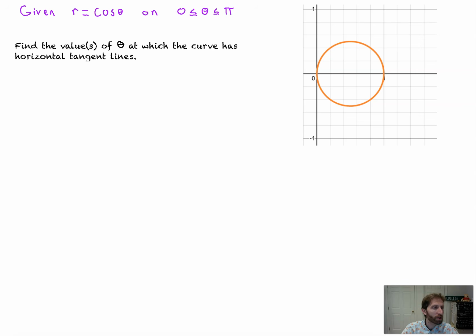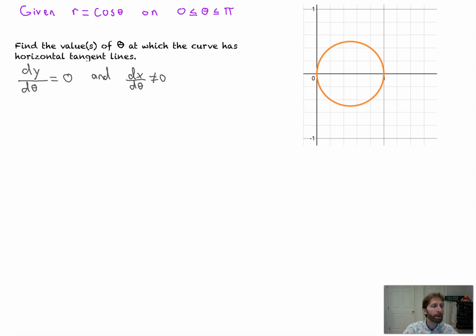So we can now use the information that we just found to find horizontal as well as vertical tangent lines. So let's go back to that old concept. Just like in parametrics, because this is basically parametric, if I want the value or values of theta on this interval at which the curve has horizontal tangent lines, remember, that goes like this. That means dy d theta is 0, but dx d theta is not 0. To have a horizontal tangent line, that means you're not moving up or down. I'll say and dx d theta does not equal 0.